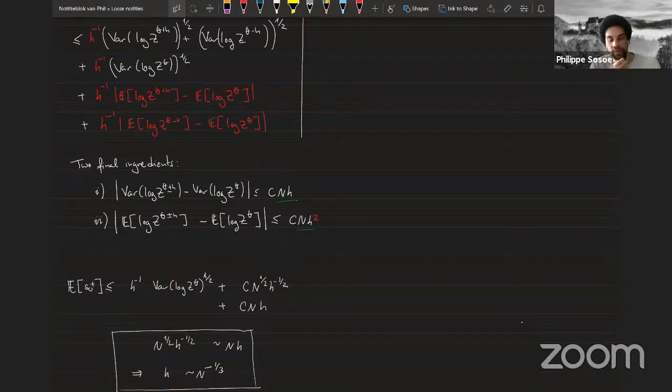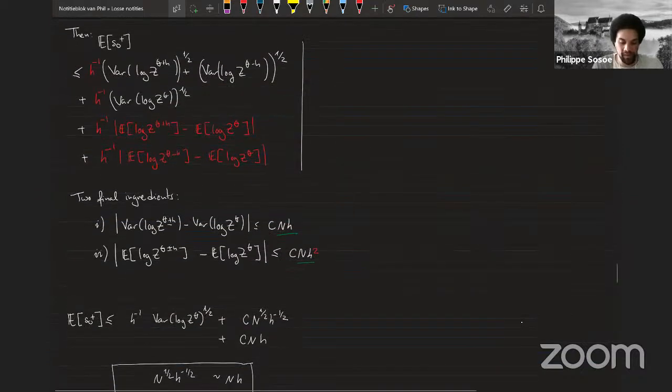The first ingredient will serve to get rid of these h's here. Here, we introduced this h parameter, which we still have not selected. We just said it's true for any h positive. We want to get rid of this h parameter and go back to the variance of log z, because that's what we're trying to estimate. The first ingredient of Chatterjee and Valkó is to say, okay, well, this difference is n times h. So if you change a parameter by h, you lose at most n times h when you take the difference of variances.